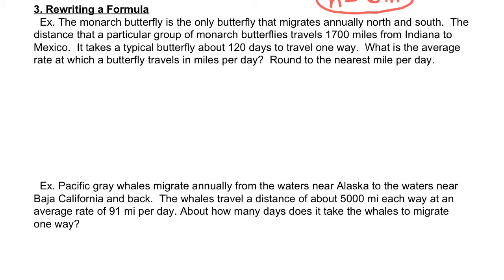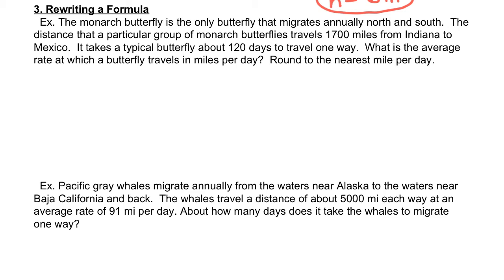So this next example involves distance, speed, and time. It says the monarch butterfly is the only butterfly that migrates annually north and south. A group of monarch butterflies travels 1,700 miles from Indiana to Mexico. It takes a typical butterfly about 120 days to travel one way. What is the average rate at which a butterfly travels in miles per day?